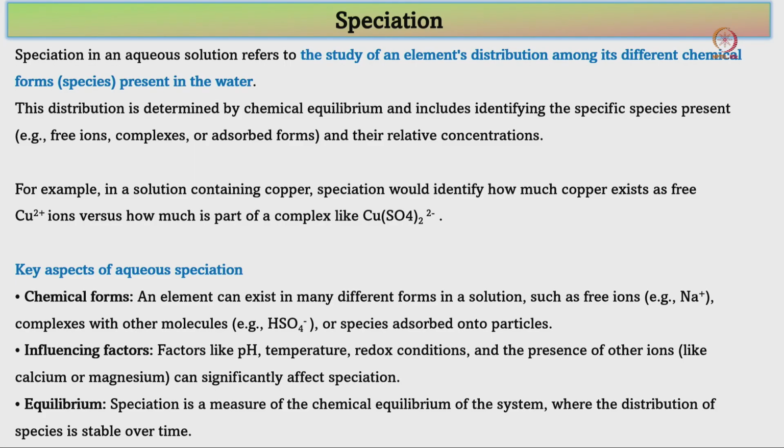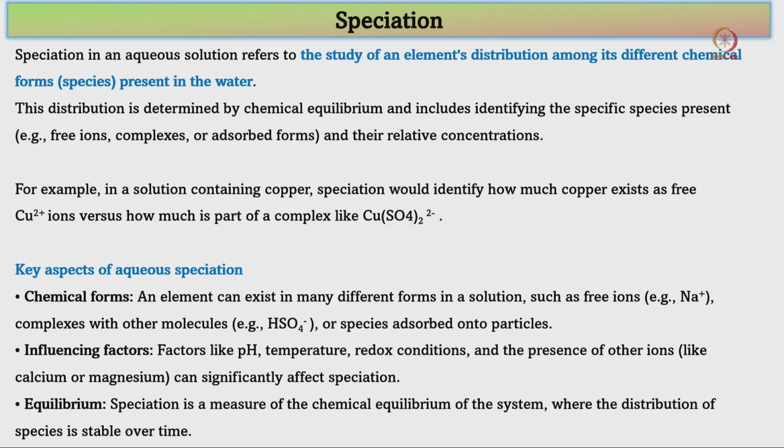bioavailability studies, right. So, the key aspects of aqueous speciation is the chemical forms. What chemical forms is it going to exist in? Whether it is going to be in the form of ions, or in the form of complexes and other molecules, or adsorbed onto particles. Influencing factors: what factors are going to influence the speciation? Redox will definitely change the speciation, pH is definitely going to change the speciation, and even temperature and the presence of other ions is going to change the speciation, because there will be competition for ligands, right. There will be competition.